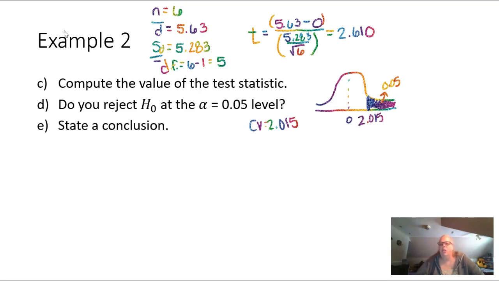Now, where does it fall in terms of my critical value? Is it to the right of my critical value, or is it to the left of my critical value? This one is actually going to fall somewhere back here, and it is contained right here inside the shaded area, okay? So because my test statistic is included in my shaded area, we are going to reject the null hypothesis.